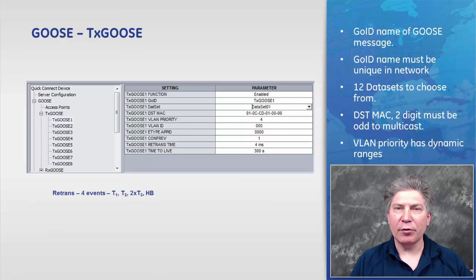So let me give an example. One of the choices is 7-5. So what that means is the first event goes out with a priority of 7. The second would have a priority of 6. The next would be 5. Then the next one would be 5, and so on. So the standard indicates the priority for Goose messages should be in a range of 4 to 7.